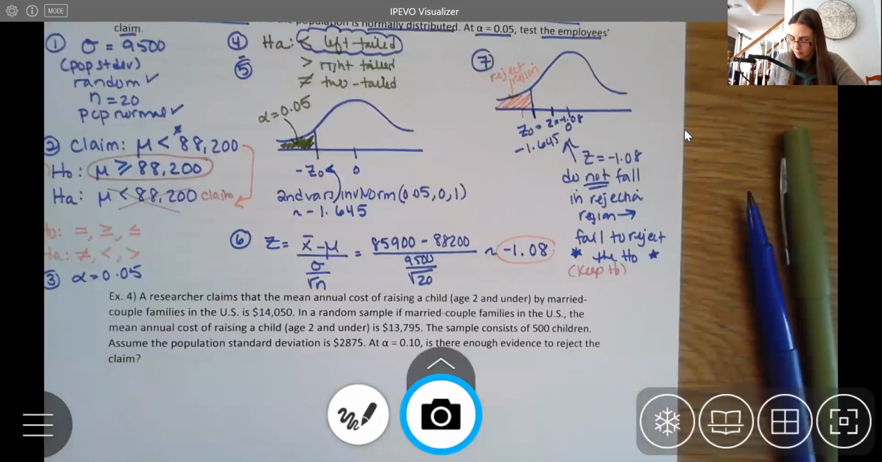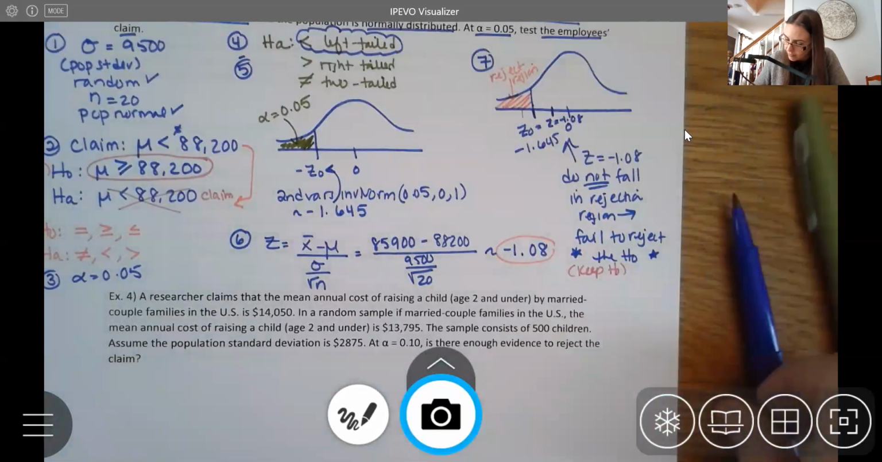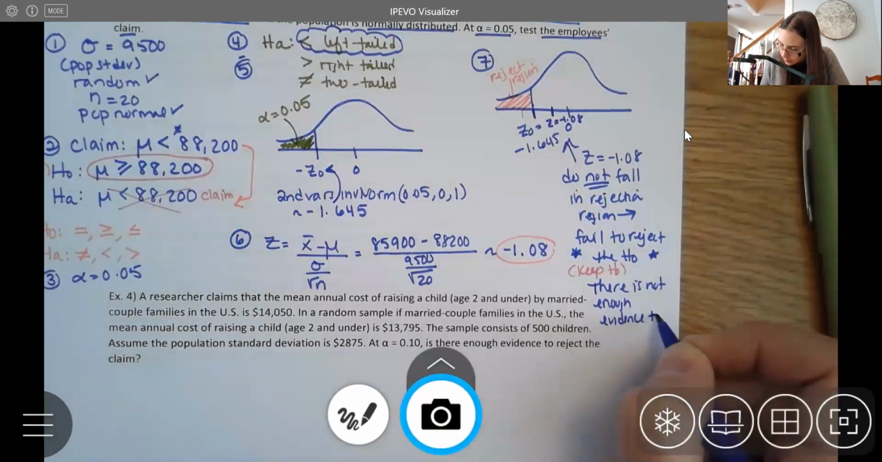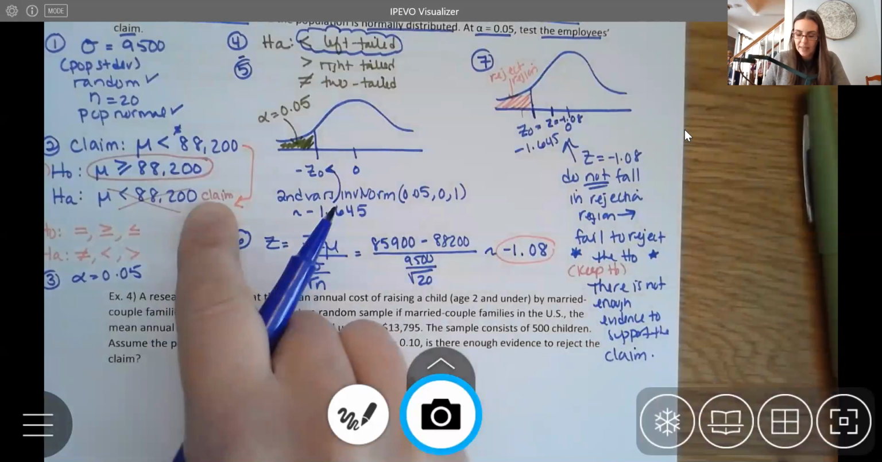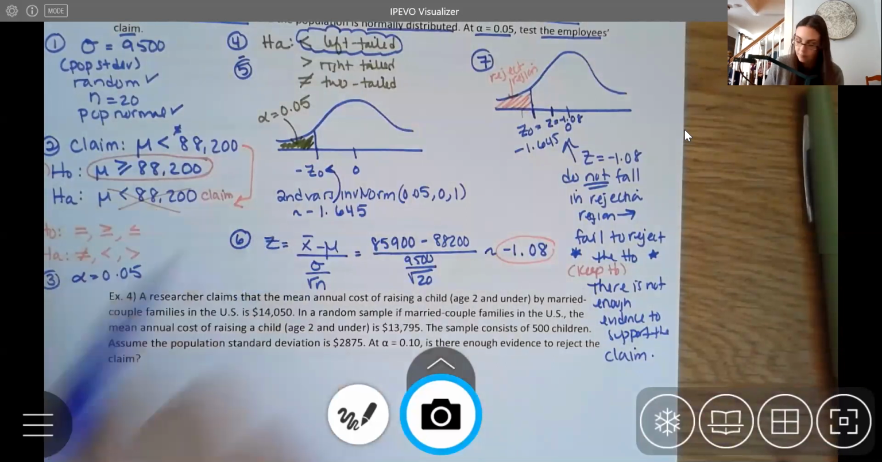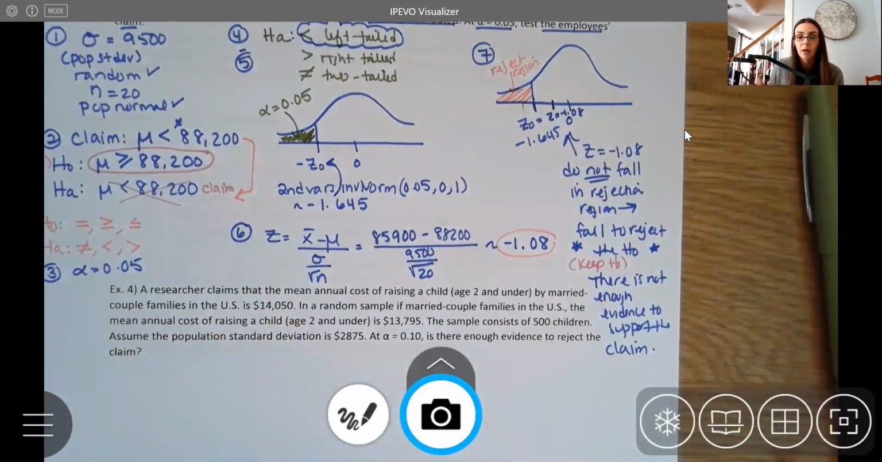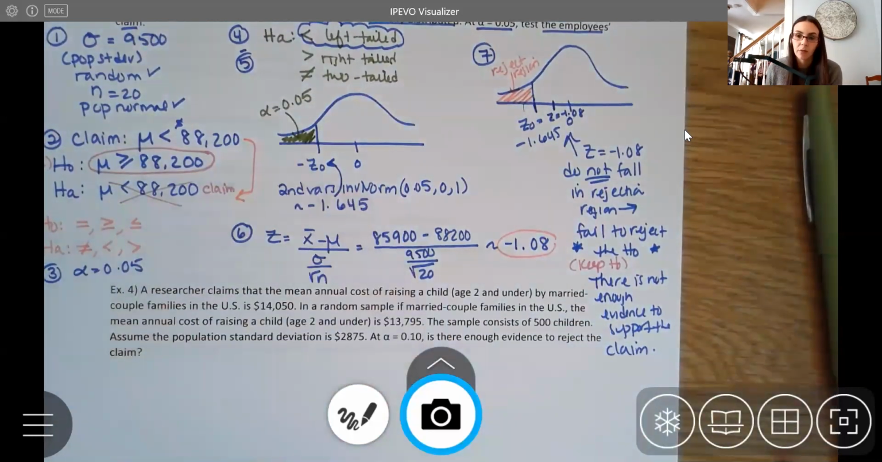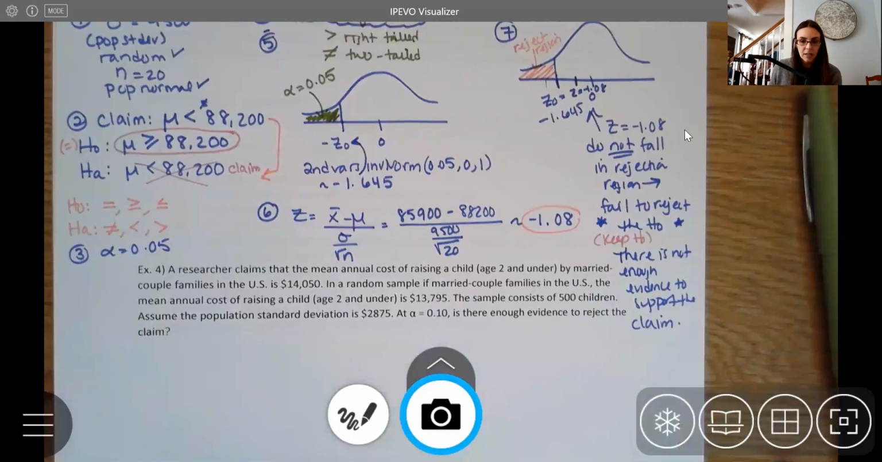So in this case, there is not enough evidence to support the claim. In this case, that the mean salary is less than $88,000. Okay, sorry, it's a little squished there, but we're not going to support the claim here. Again, the null seems to be fine, which means that I don't have support for the claim. So we cannot support the claim in this case.